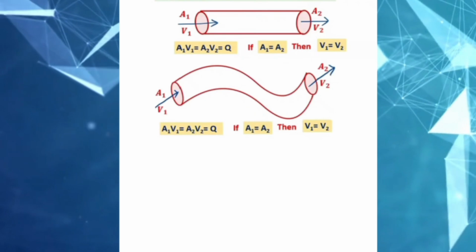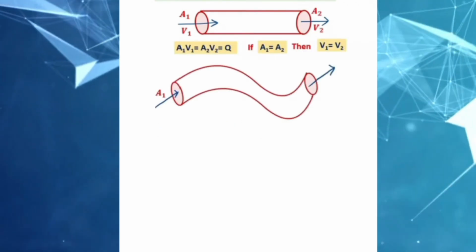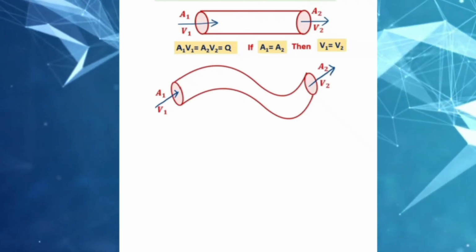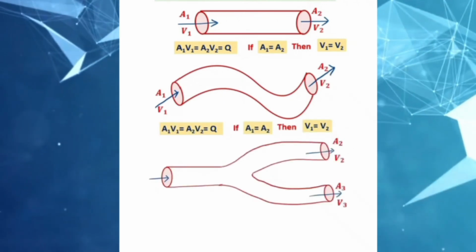As you can see in this video, the A1 and V1 are the inflow, and the A2 and V2 are the outflow. This is an example of flow in pipes.